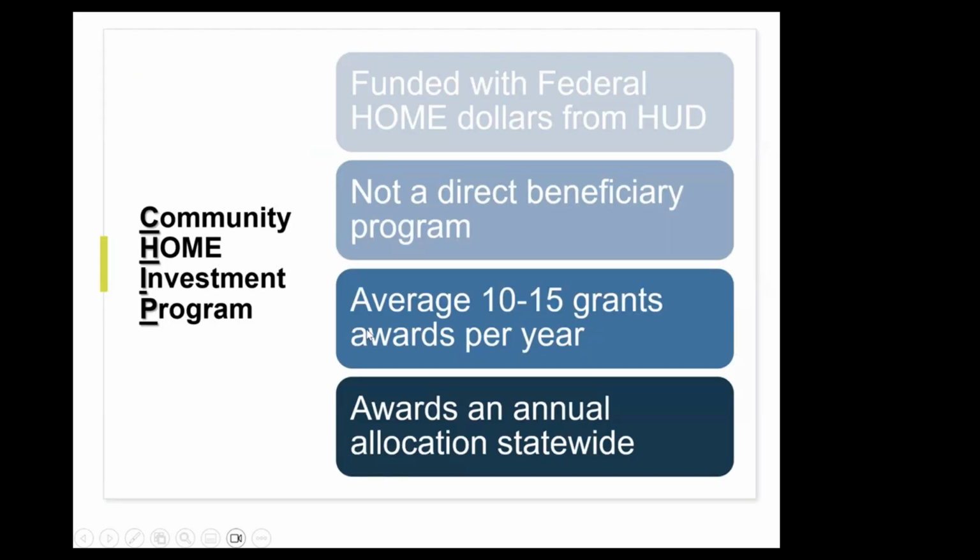So let's talk a little bit about CHIP. CHIP is a federally funded program. We receive our HOME dollars from HUD. It is not a direct beneficiary program, so we cannot assist homeowners directly. We average around 10 to 15 grants per year, and we provide an annual allocation statewide.